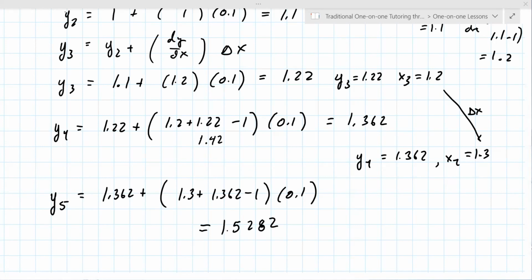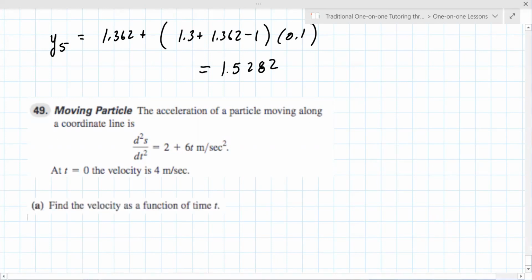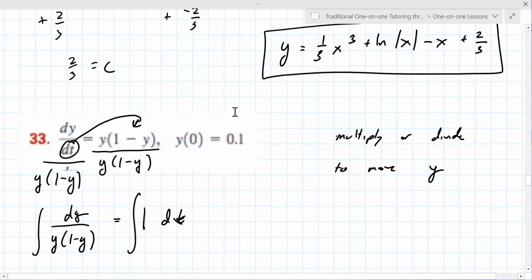All right, 49. Okay. This is somewhat similar to, let's see, which question was it? We did an initial value problem earlier that had a second derivative. It's a lot like that.